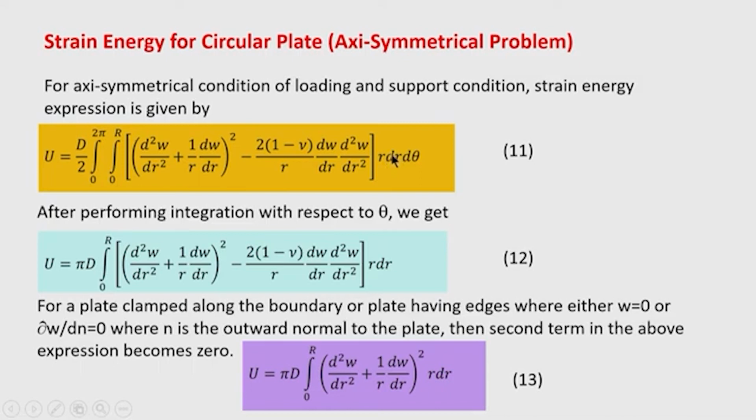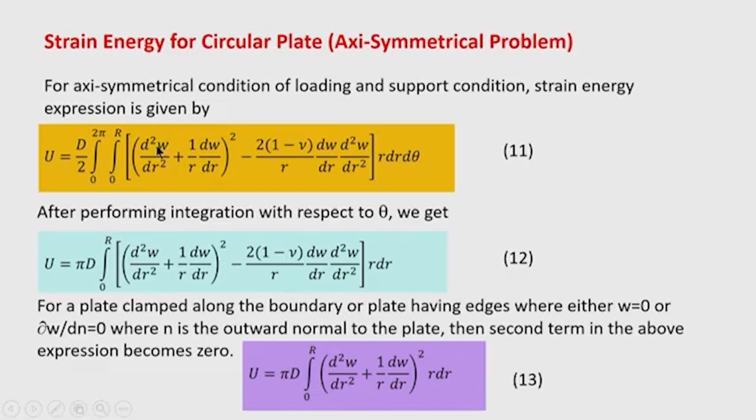The r d theta is the length of a sector arc at a distance r, and dr is the width of the sector. So, the area of the sector or element of the circular plate is r d theta into dr. So, this is the area of the element and this is the strain energy of the element. When it is multiplied by the area and integrated, we get the total strain energy of the circular plate.